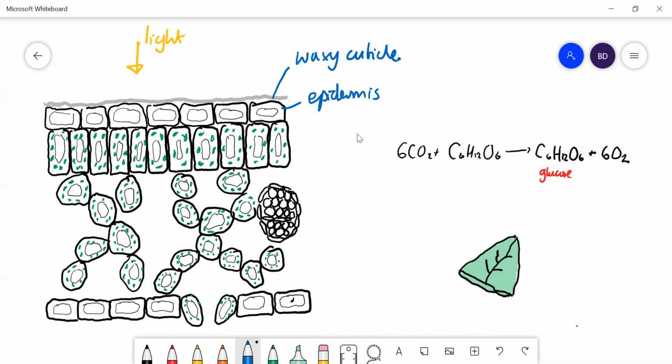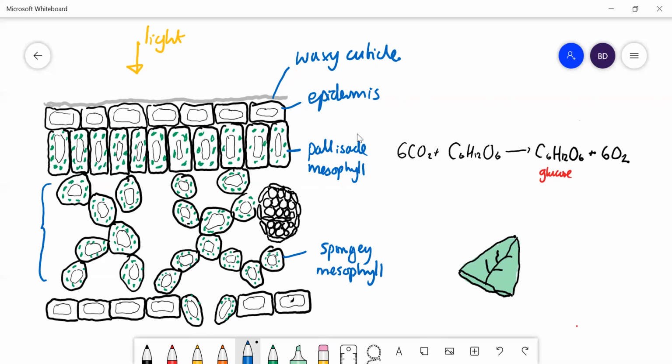So the cells which do contain chloroplasts, shown in green here, these ones are called the palisade cells, or sometimes the palisade mesophyll cells. And that's one tissue, palisade mesophyll. And then this layer here, this sort of thicker layer with big gaps in it, this is called the spongy mesophyll. It's called spongy because it's got those big air gaps in it. And they are the main sites of photosynthesis in the leaf and in the plant.